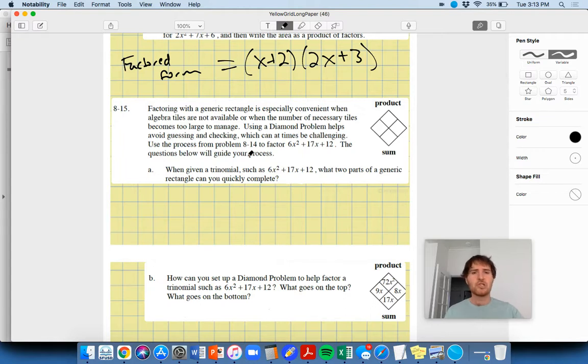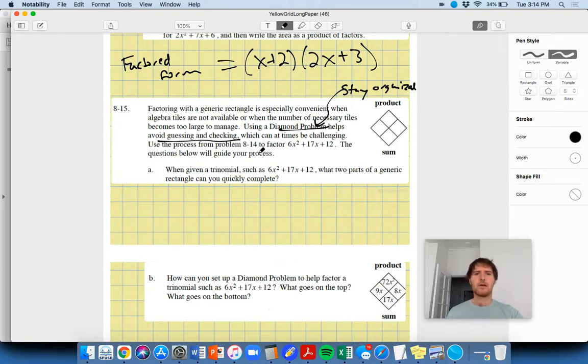All right, factoring with a generic rectangle is especially convenient when algebra tiles are not available or when the number of necessary tiles becomes too large to manage. Yeah, who wants to mess around with that many tiles here? Using the diamond problem helps avoid guessing and checking. It also helps you stay organized, right? So when you factor a trinomial, draw that diamond out, draw the rectangle out, figure it out from there. It becomes kind of like a puzzle at that point, which can be challenging, okay?